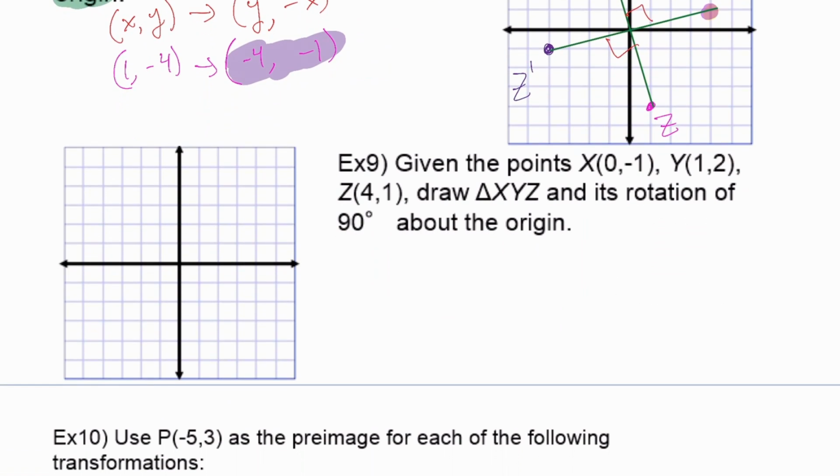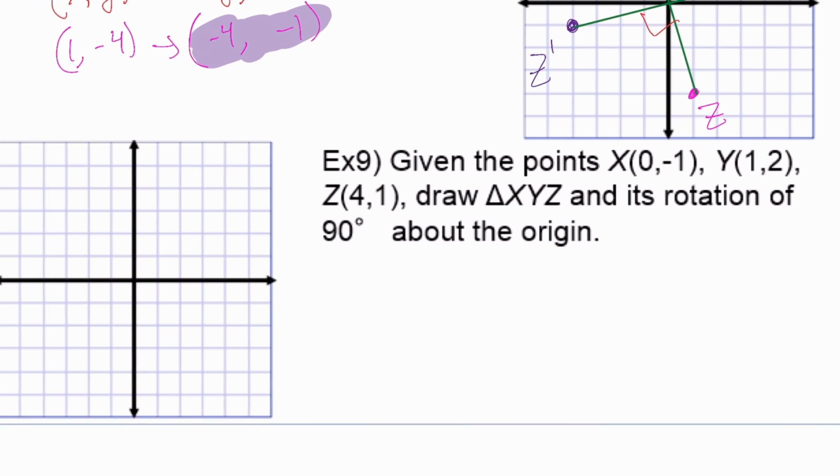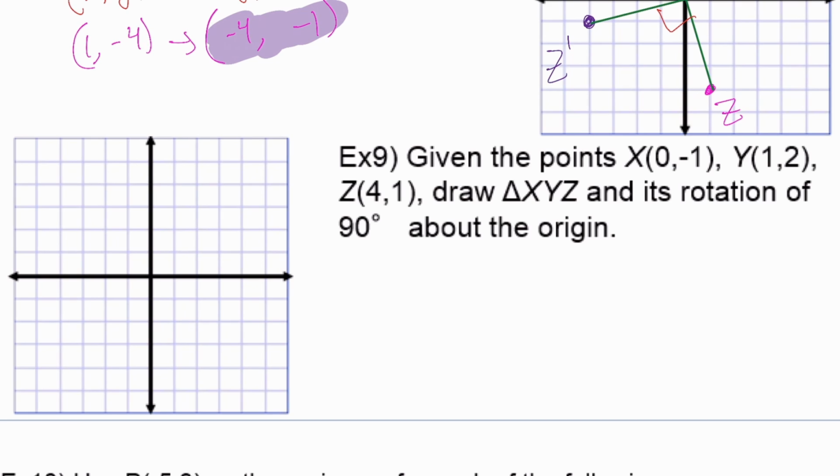Let's look at another example here, example 9. This time we're going to apply the same concept, but to a figure rather than just a single point. So let's look at triangle XYZ. Let's get some fun colors on the board here. Let's do X in this kind of off reddish magenta color. X is at 0, -1, so X is right there. Y we'll do in this kind of fun tealish color. Y is at 1, 2. Y.